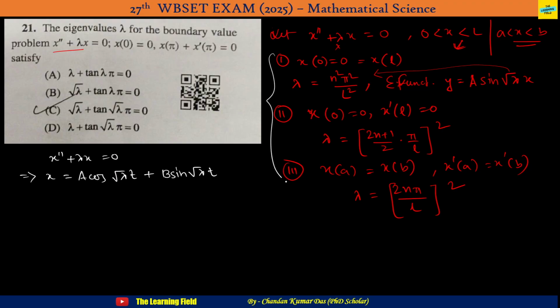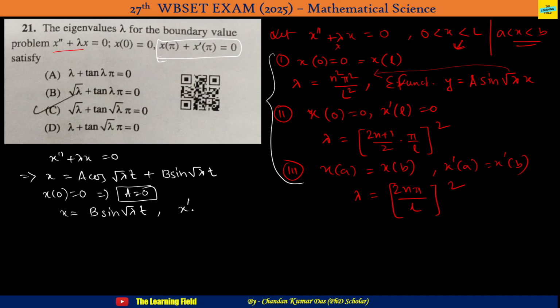So these are the standard protocols that you can remember, and if you forget these in the exam or the format is not in the given form, then this is the standard procedure to solve these types of questions. Now given that x of 0 equal to 0, that means definitely we get from this equation a equal to 0. Okay. So a equal to 0 means now x equal to b sine root lambda t. Now the second condition is based on what?